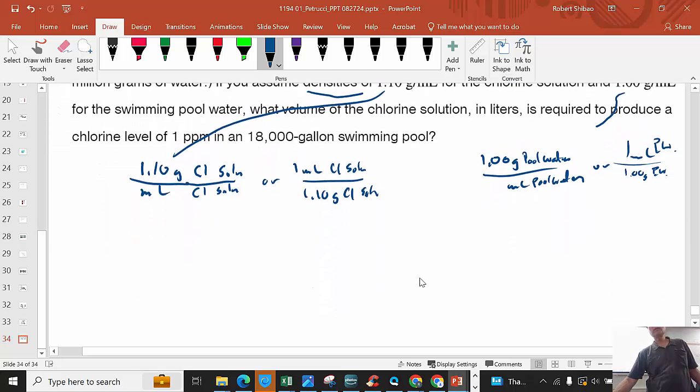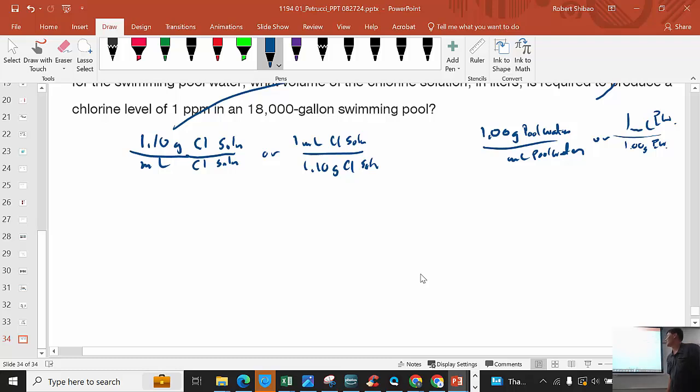And so normally, in most of the problems you do, you start off with the extensive property. Sometimes you'll start off with the intensive. So for example, miles per hour. Miles per hour is intensive, but you might want kilometers per hour. If you want kilometers per hour, that's also intensive. So you might do a unit conversion problem there. But what we're going to do here is start off with the extensive property, which is going to be 18,000 gallons of pool water.